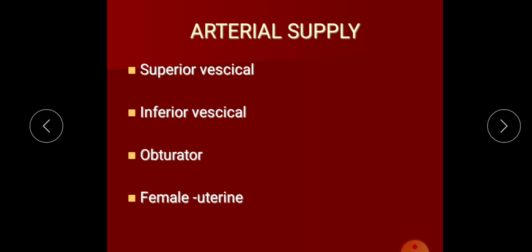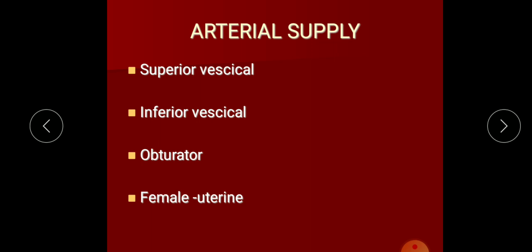With that we finish the interior of the bladder. Now you should know the main arteries supplying the bladder. The main arteries are the superior vesical artery, inferior vesical artery, obturator artery, and also the inferior gluteal artery. In females, contributions also come from the uterine artery. So these are the main arteries supplying the urinary bladder.